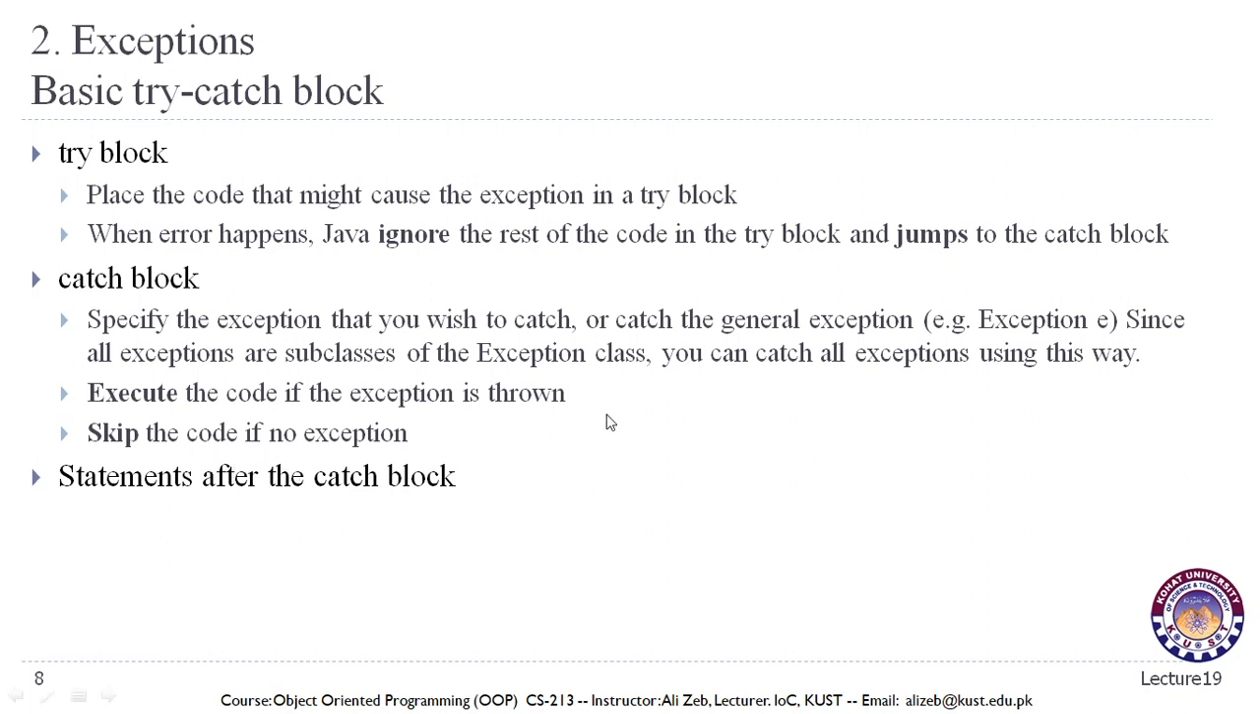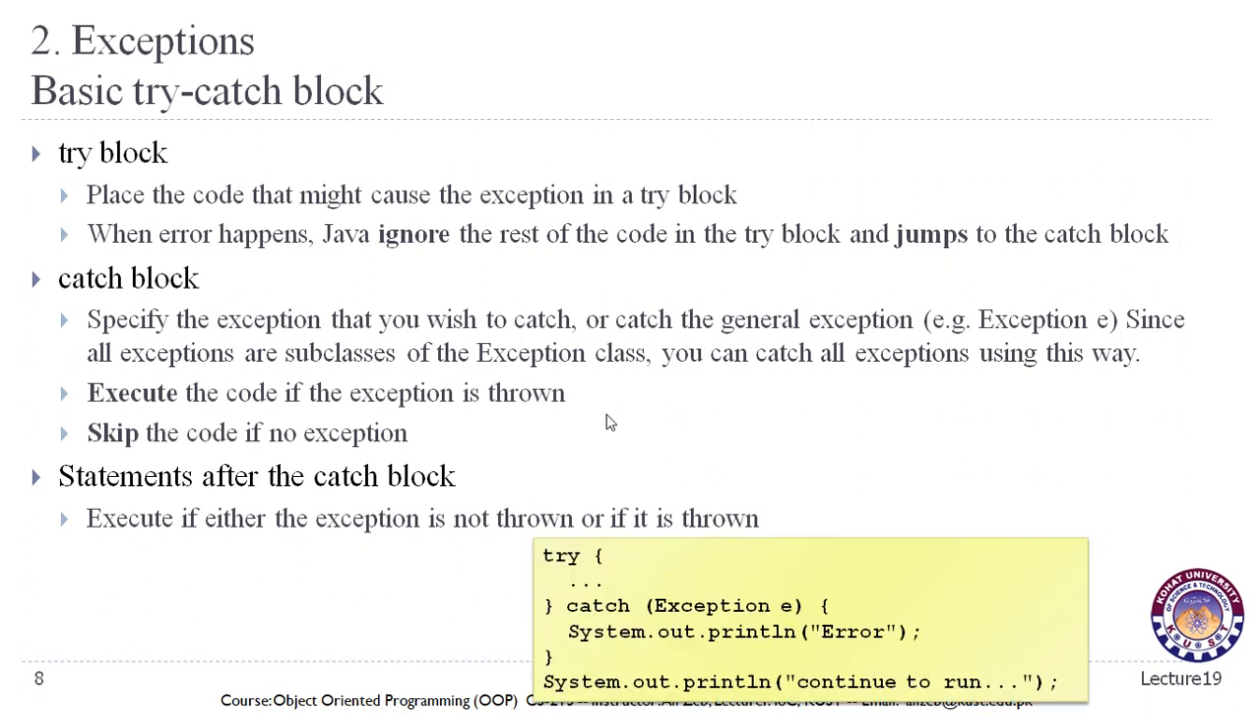Now, what should happen to the statements after the catch block? Previously, we saw that when an error occurred in our program, the whole program was terminated. Execute if either the exception is not thrown or if it is thrown. Now, in this situation, when we are handling the exception, the code after the catch block will be executed whether or not there is an error. This is how exception handling is different from the default error handling of Java.